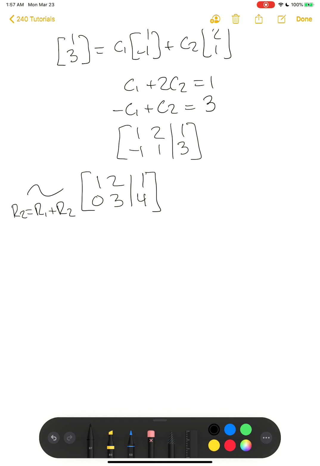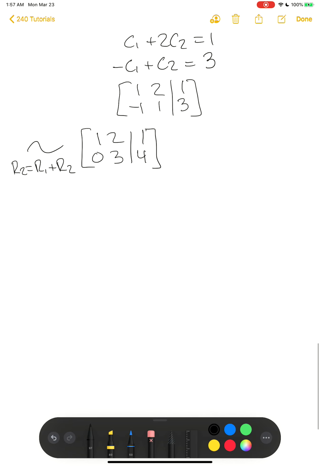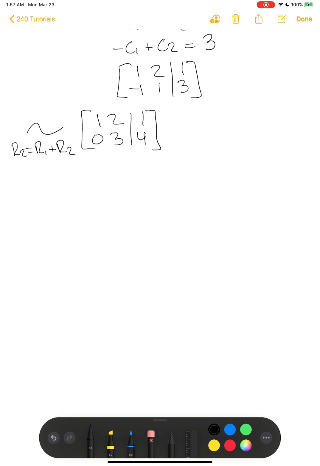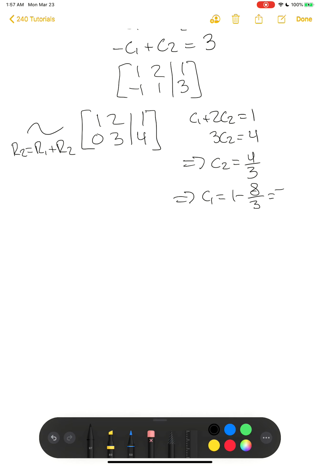At this point, I don't feel like finding the reduced row echelon form. I'm just going to stop and use back solving to get it. So I can read off my system of equations. So I have C1 plus 2C2 is equal to 1, and then 3C2 is equal to 4. So at this point in time, I can solve it pretty easily. I can say that C2 has to be 4/3, and then C1 is 1 minus 8/3, which gives me negative 5/3. Okay, great.